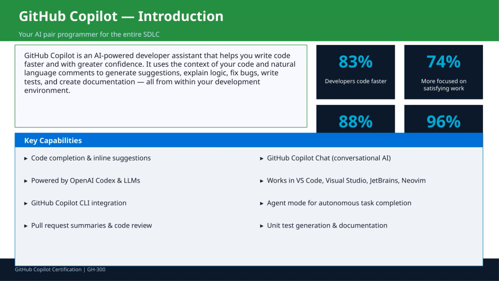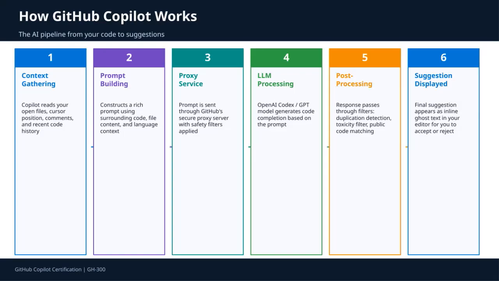Essentially, GitHub Copilot acts as a versatile, smart assistant that enhances every stage of your coding process. Let's walk through how GitHub Copilot works behind the scenes. First, it starts with context gathering. Copilot reads your open files, looks at your cursor position, checks comments, and reviews your recent code history to understand what you're working on. Next, it builds a prompt by combining this contextual information, like the surrounding code, the content of the file, and the programming language in use, into a rich and detailed input.